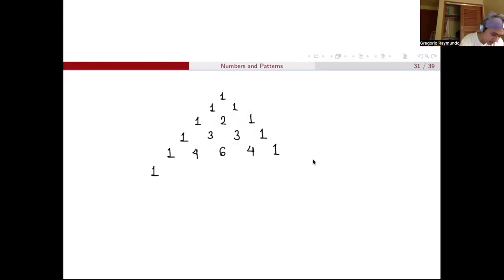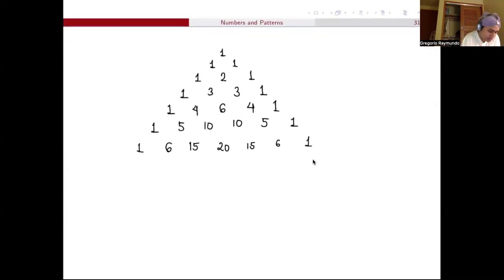Continuing, we have here 1, 5, 10, 10, 5, 1, 1, 6, 15, 20, 15, 6, 1. So an application of this is yung decimal expansion.